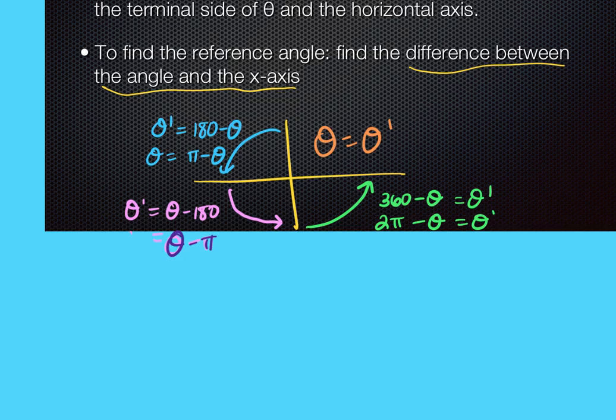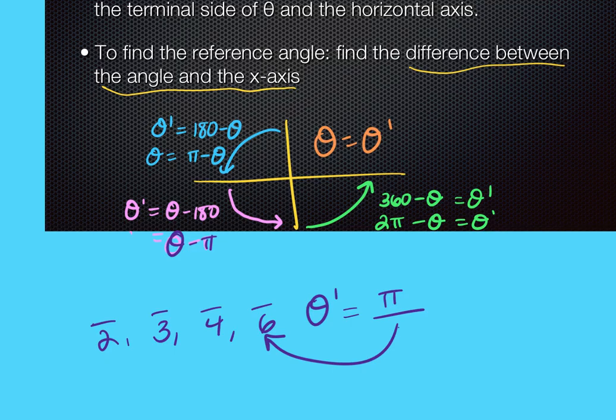There is a special trick to all your special angles. If it's over 2, over 3, over 4, or over 6, so those are your special angles, then the reference angle is always pi over the denominator.